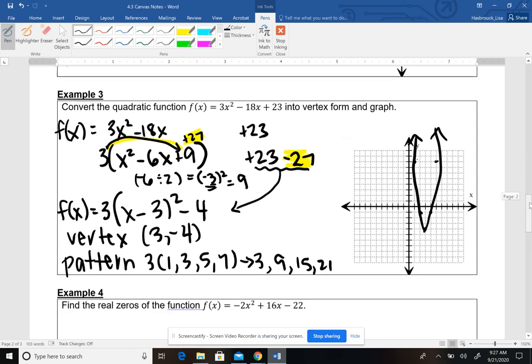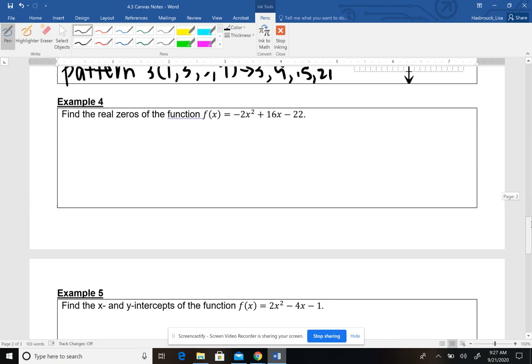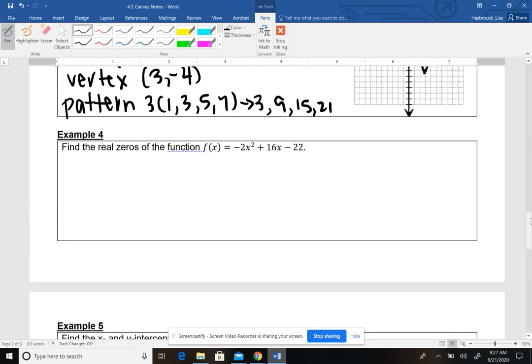Okay, so in Example 4, it says to find the real zeros of the function f of x equals negative 2x squared plus 16x minus 22. So finding the real zeros means that we're trying to find out what x equals when y is 0. What is x when y equals 0? That's what it's asking. Okay, so let's start by making this 0 equals negative 2x squared plus 16x minus 22.